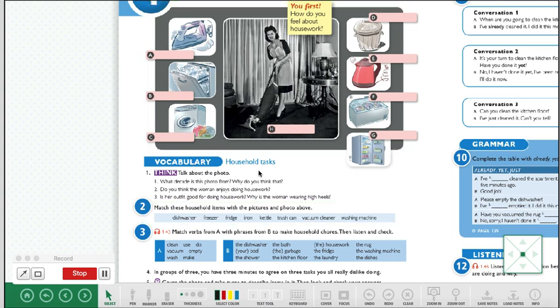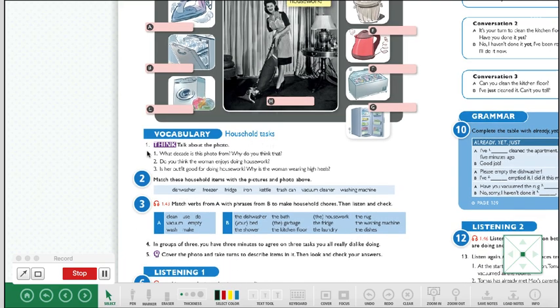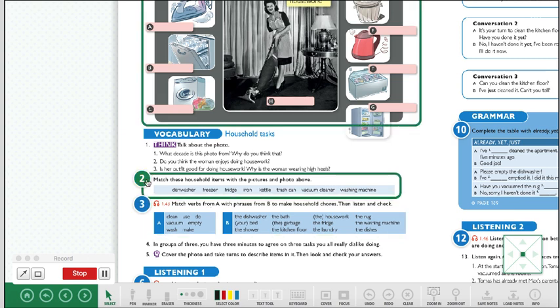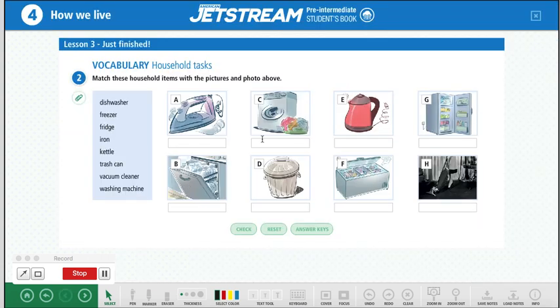Now, number 1 is just the introduction. Talk about the photo. This is not necessary to be done to deliver the evidence, so we are going to skip it and start with exercise number 2. Let's read the instructions. Match these household items with the pictures and photo above. So, these are the pictures, this is the photo. For example, dishwasher. Which one is the dishwasher? We can click it. We have to write the name over here and check if it is correct or incorrect. This is really easy, right?